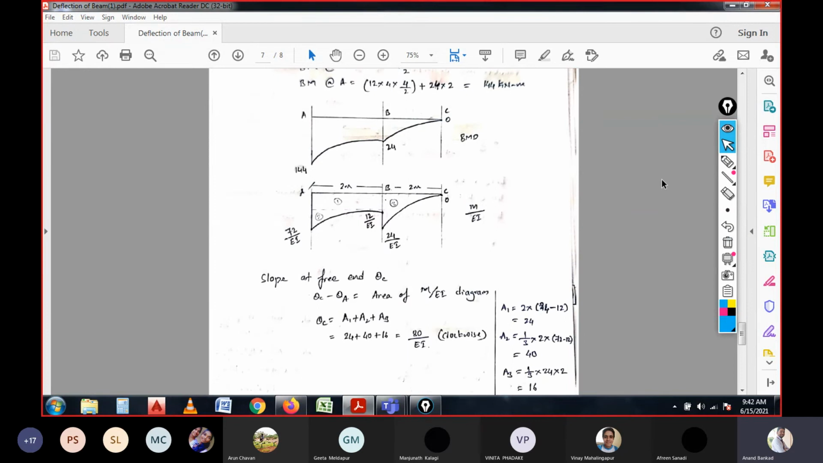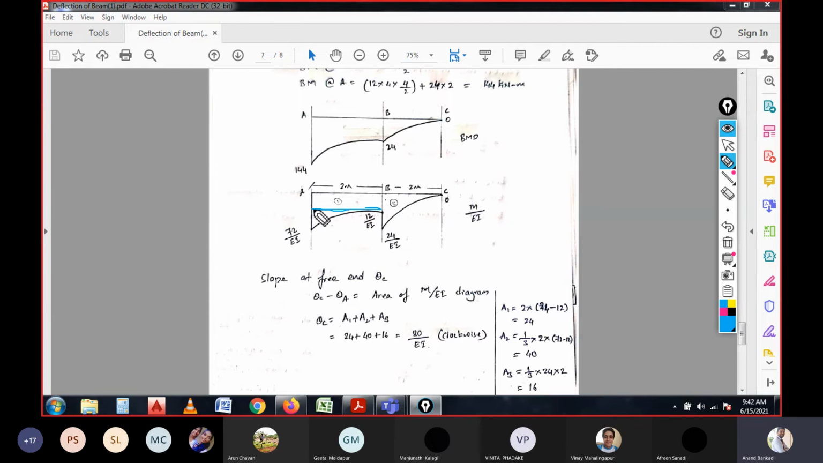Now it is simple to calculate the slope. The slope is nothing but the area under the bending moment, that is, the area under the load which we have considered. So what is the area? Here we have this M by EI diagram. For this M by EI diagram, if you draw a line, that means to create the known shapes to calculate the area.